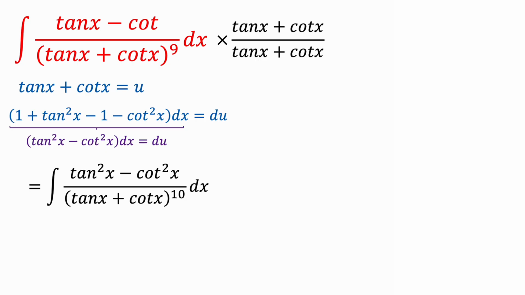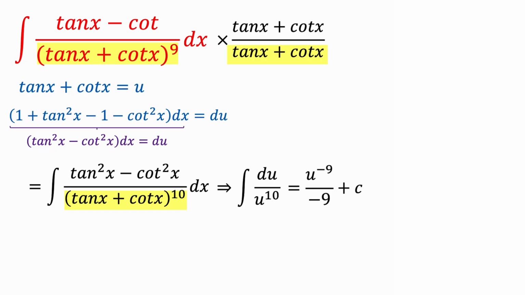We had the quantity tangent x plus cotangent x raised to the power of 9. By multiplying by one more factor, we add 1 to the exponent. So the denominator becomes the quantity tangent x plus cotangent x, all raised to the power of 10. Okay, now tangent squared x minus cotangent squared x became our du, and my denominator became u to the power of 10. This was truly a beautiful problem.